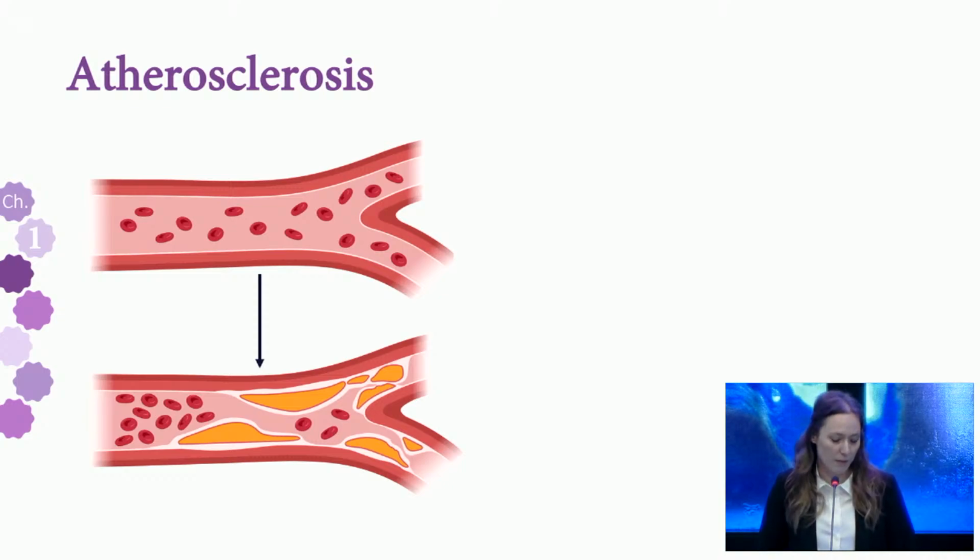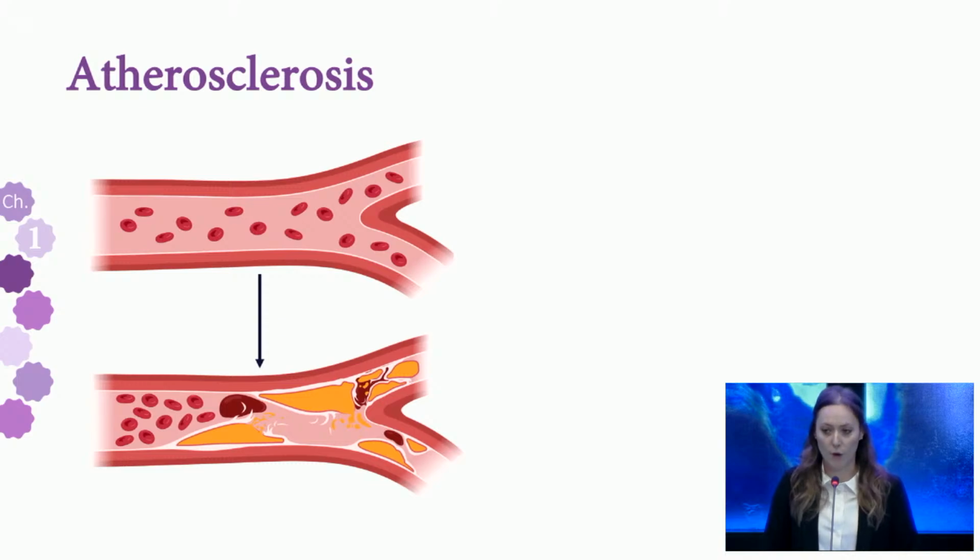In a healthy blood vessel, the blood can flow normally. In a blood vessel with atherosclerosis, the vessel is narrowed by a buildup of dead cells and fat, making it harder for the blood to flow, like a blockage in a pipe. If the plaque continues to grow, it can become unstable and break open or rupture, exposing its inside to the blood, making the blood clot.